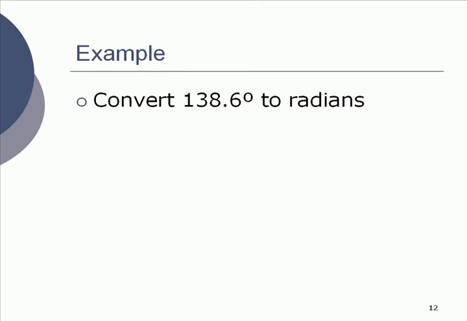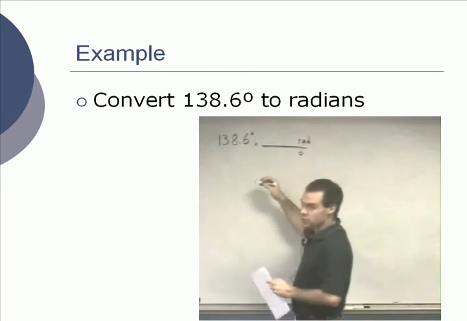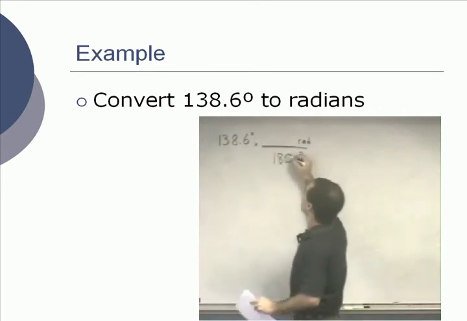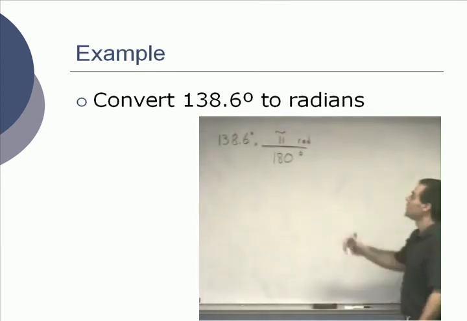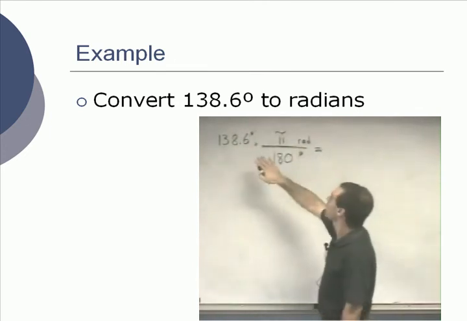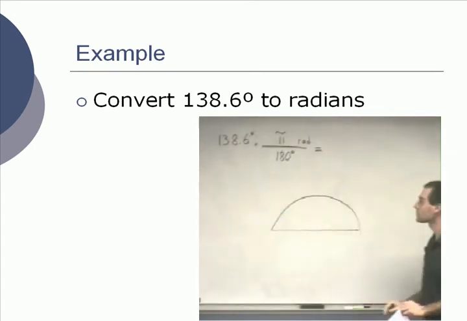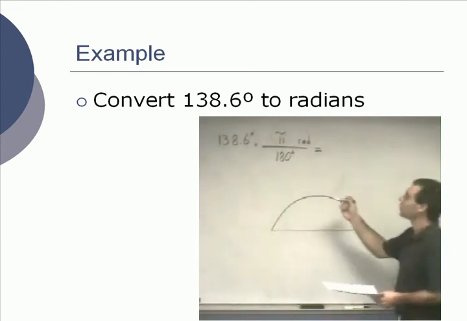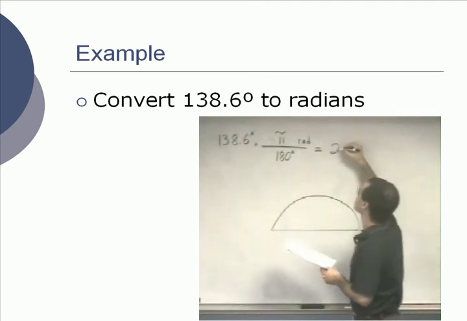Okay, let's do some conversions. 138.6 degrees into radians. We want to get rid of degrees and go into radians. Your conversion factor, 180 degrees, is pi radians. The units of degrees will cancel, and we just perform the conversion like we have before. 138.6 times pi divided by 180. If you multiply that out, we have 4 sig digs. We end up with 2.419 radians.